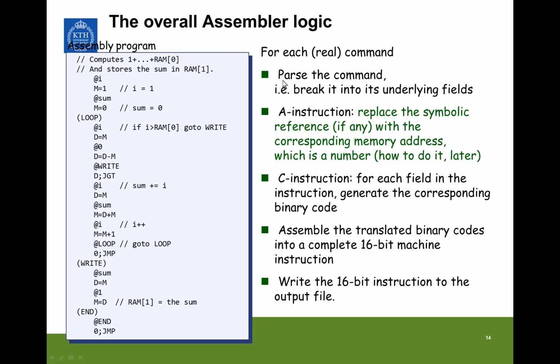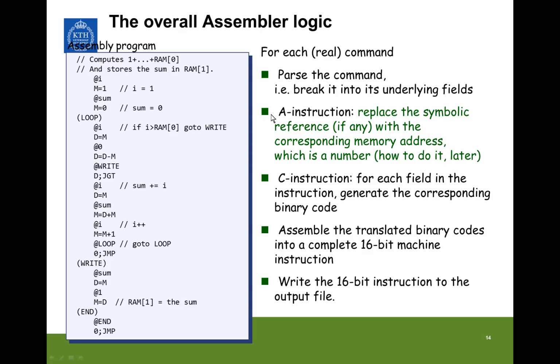First, it needs to parse an assembly command, that is, break it into its underlying fields. For example, an A instruction has the underlying field of this value or symbol. A C instruction has more underlying fields, right? For example, destination and computation.